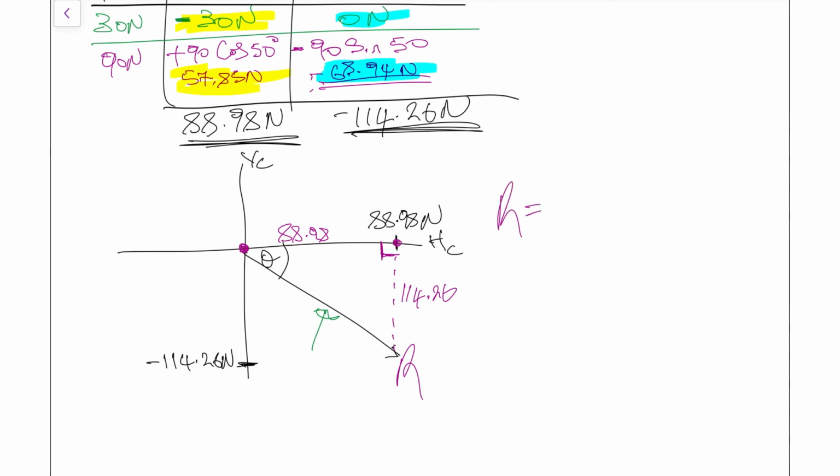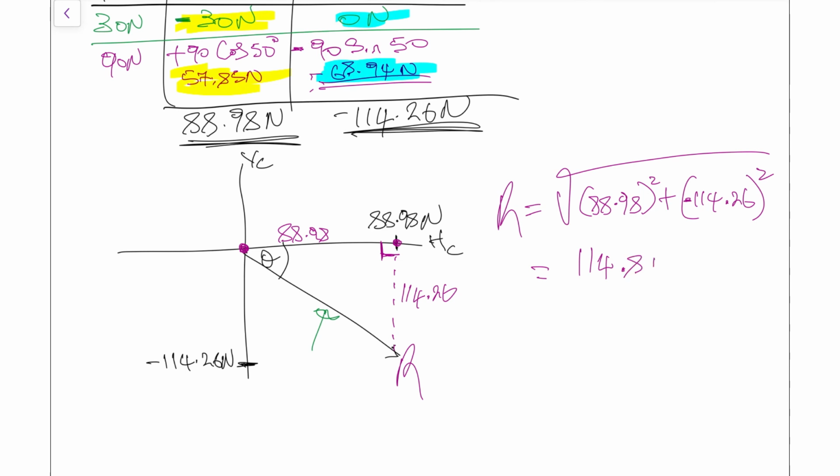We'll have R equal the square root of 88.98 squared plus 114.26 squared. We don't have to use the negative. Even if we do, it's going to be squared, so it will be positive. So it doesn't really matter anyway. And our final answer for that will be 114.8 newtons. So this 114.8 newtons is actually representing the magnitude of the resultant force. So on to the direction now.